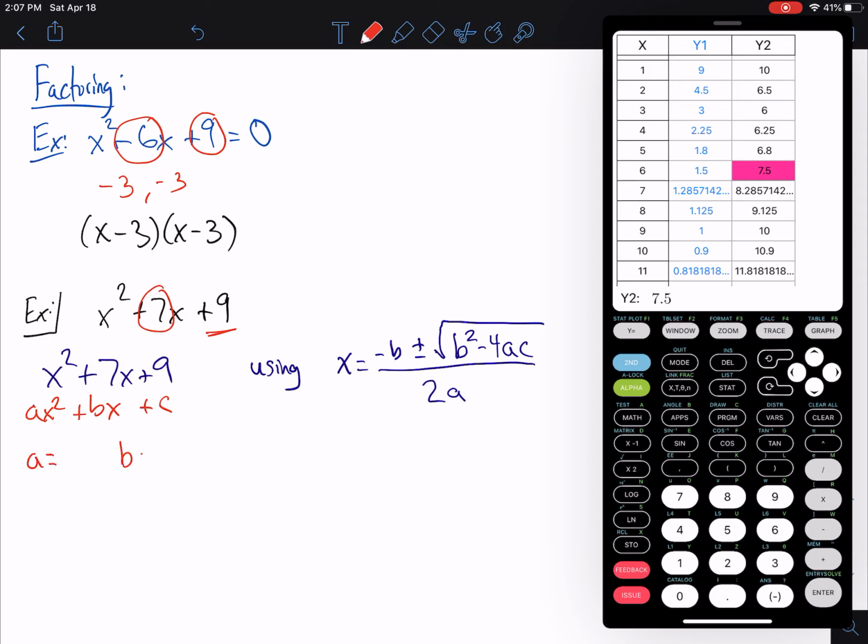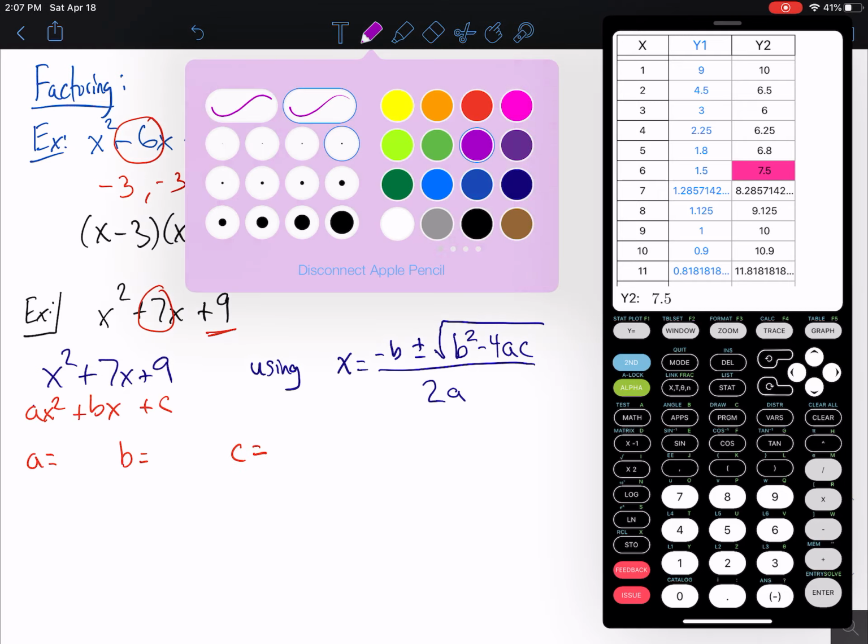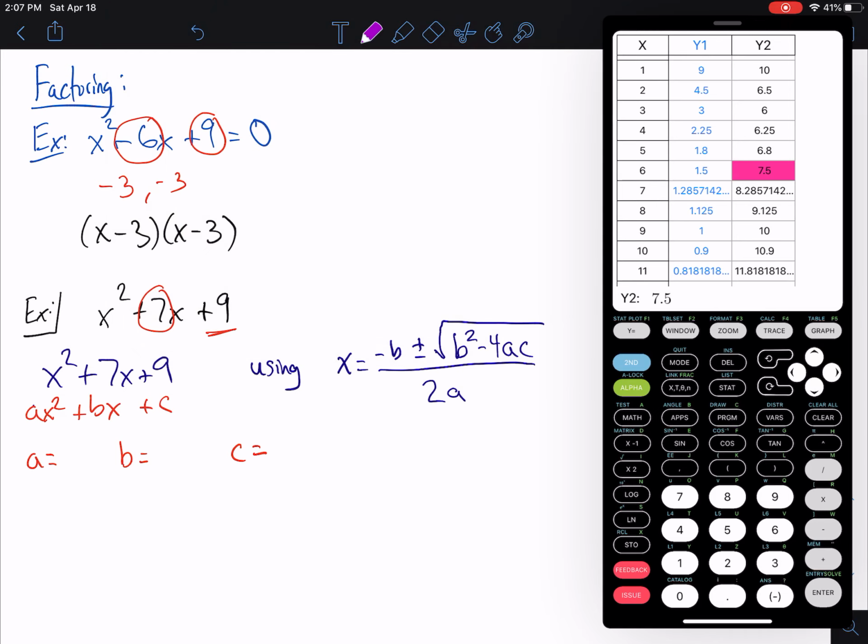So the first thing we need to do is find a, b, and c. So a is not, there's no number in front of this x squared, so there's really a 1 there. So a is going to be equal to 1. B is the number that comes in front of the x, so that's 7. And c is the third number, so that's 9.